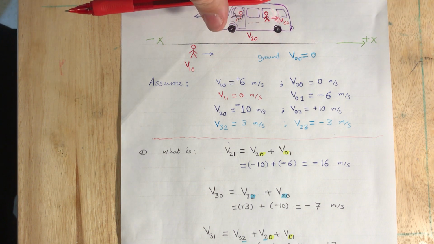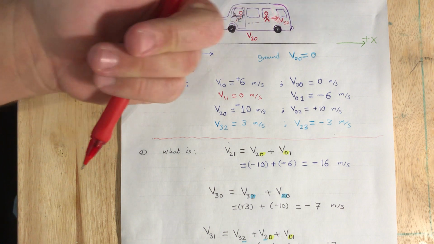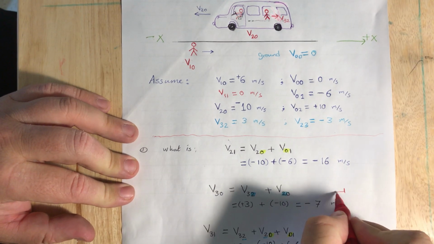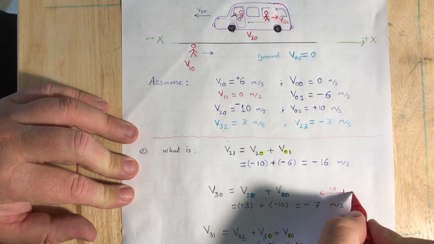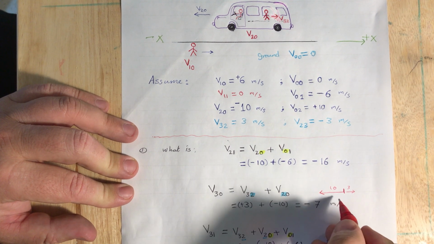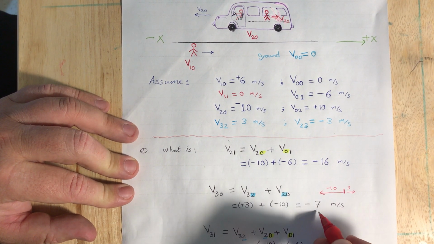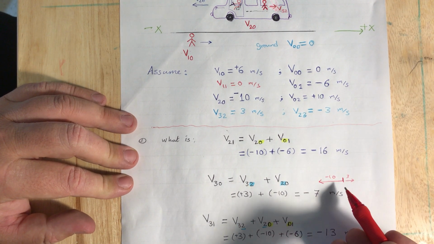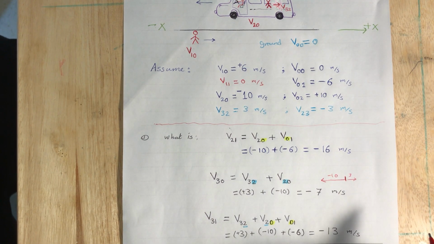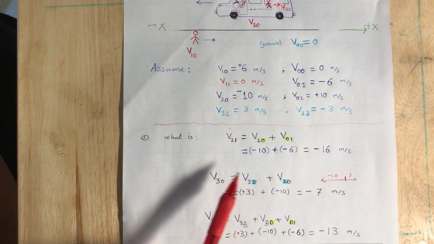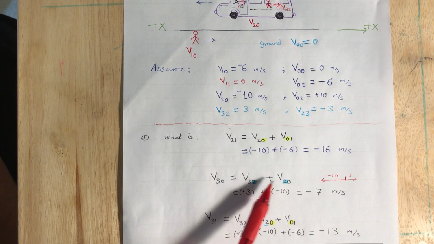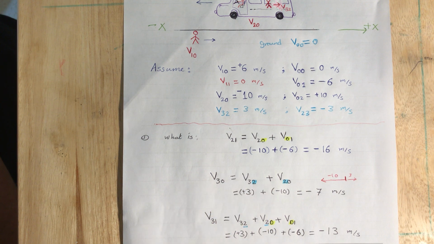Now the bus is moving with velocity 10, and the person is moving to the right with respect to the bus with velocity 3. This is minus 10. The resultant velocity will be negative 7 if we add these two vectors together. Again, look at the indices. I start with 3 and 0, then I start with 3 and end again with 0. The 2 disappears at the end.